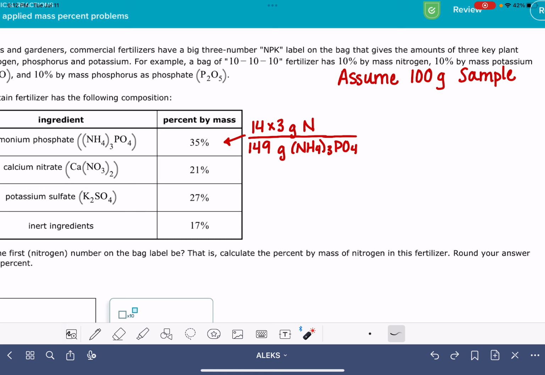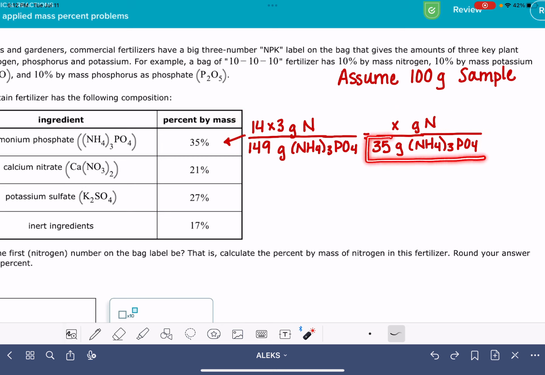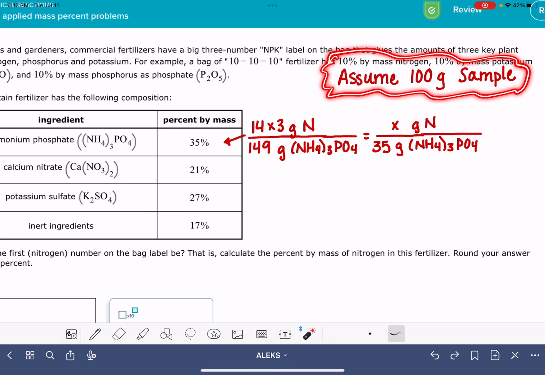And then I'm going to set this equal to, now this is going to get a little bit weird here, this fraction that we're going to use to solve for the grams of nitrogen for a total of 35 grams of this molecule. Now, where did this number come from? Because this is kind of weird. Remember, I said I want you to assume that we have a 100 gram sample.